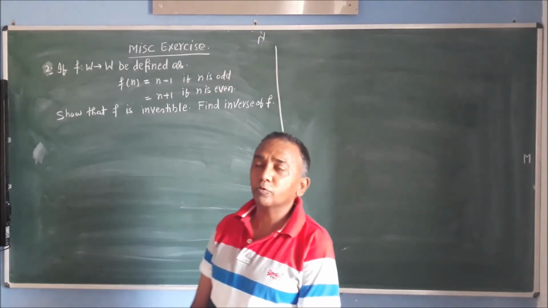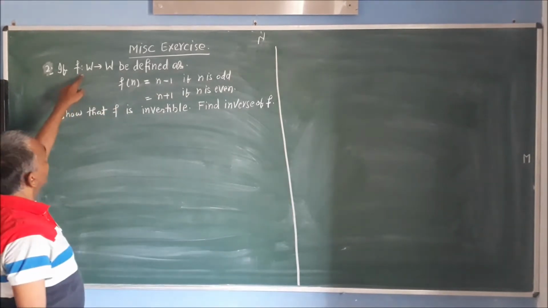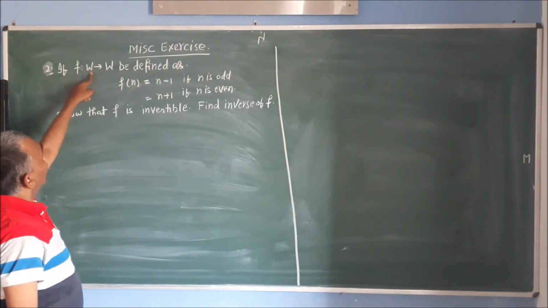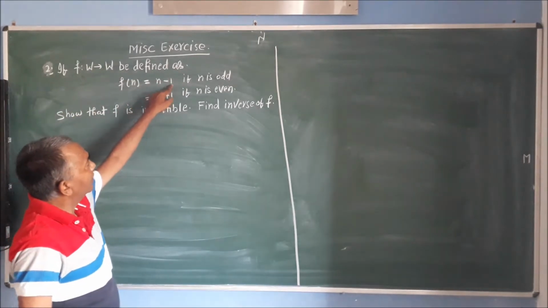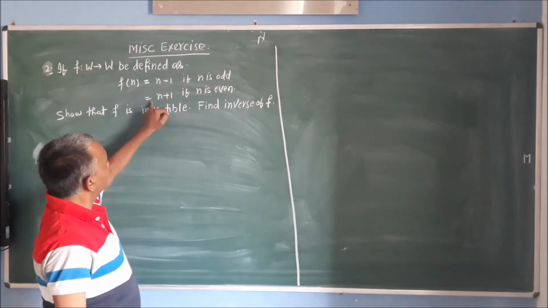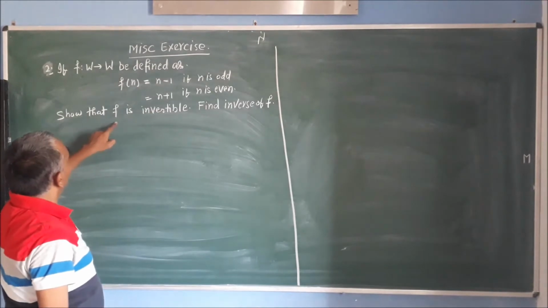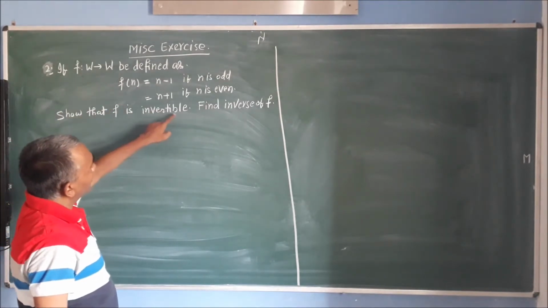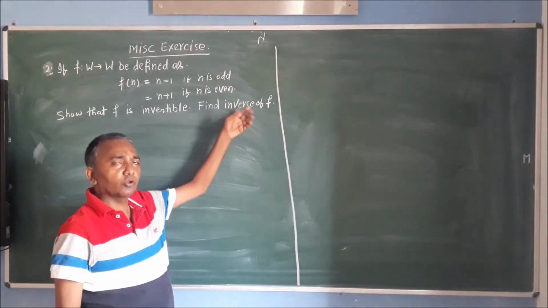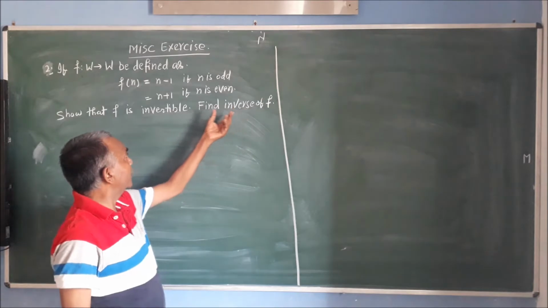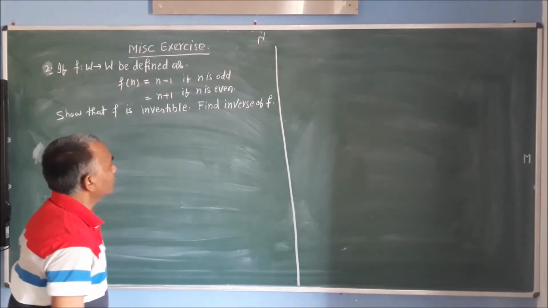Exercise. Here is question number 2 of miscellaneous exercise. If f is a function from whole numbers to whole numbers, defined as f(n) equal to n minus 1 if n is odd, and f(n) equal to n plus 1 if n is even, then we have to prove that f is an invertible function, and also calculate the inverse of f. So you have to find two things. First we have to prove f is invertible, then calculate the inverse of f.